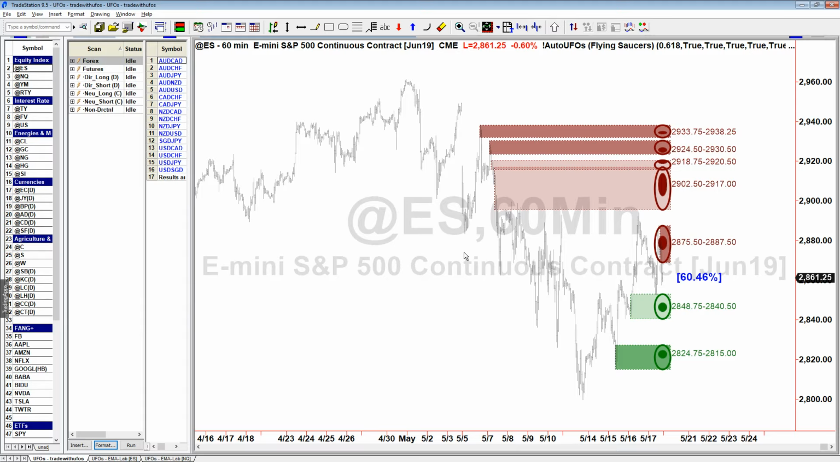You can have what is known as a conditional order, where you say buy the ETF because the S&P futures is entering a 2848 UFO. Okay, you can do that with the platform.